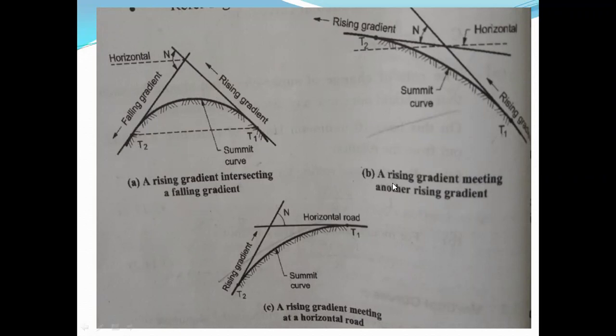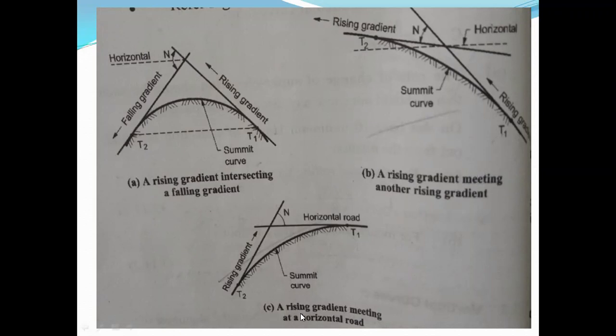Then the second is a rising gradient meeting another rising gradient. See, this is the first rising gradient, this is the second rising gradient, and these two rising gradients meet at the horizontal, and the curve line formed with the upward convex surface is the summit curve. It is the second case of summit curve.